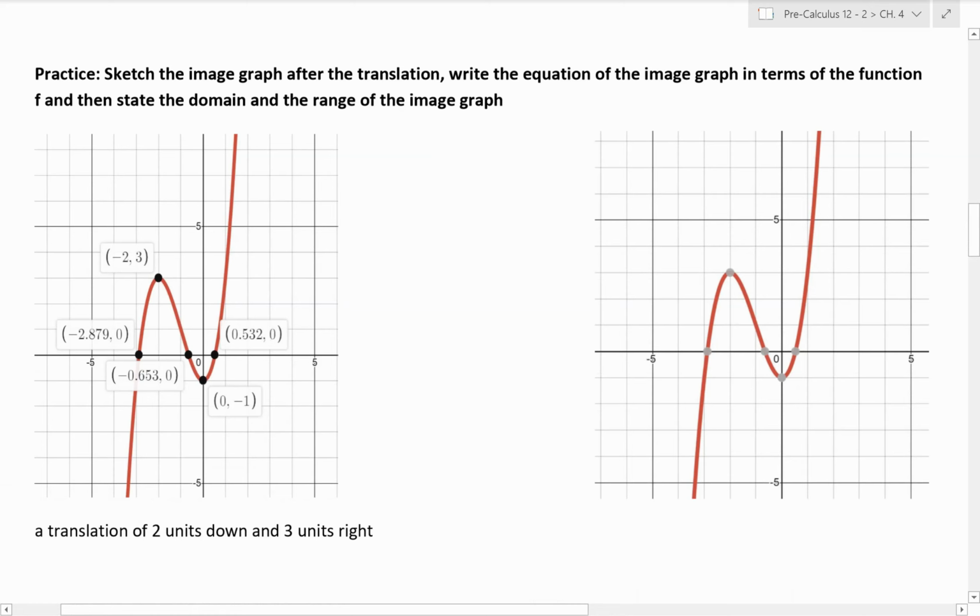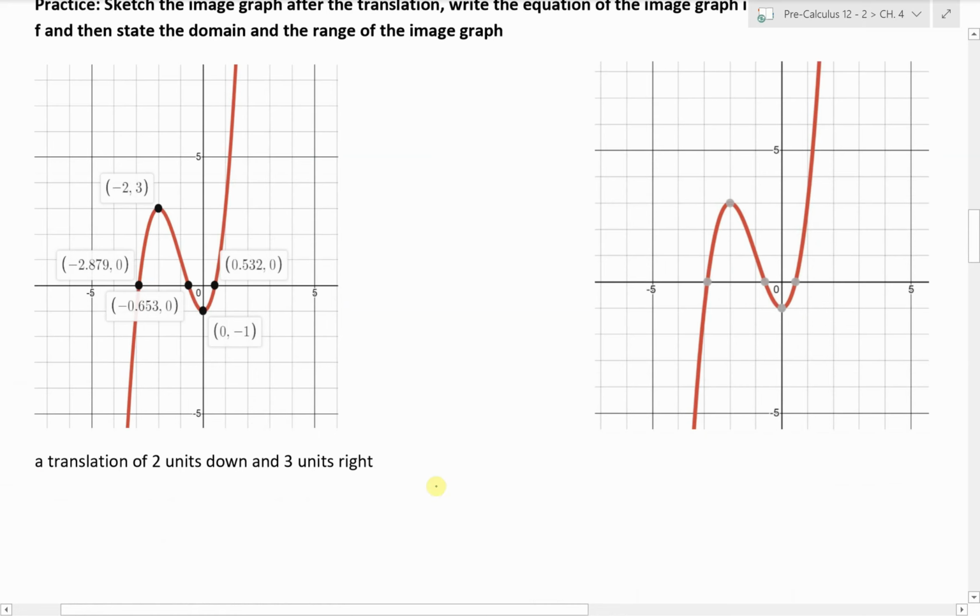I have 5 points labeled for you. This is a combination of 2 translations, but you don't need to do it twice. This is just one question. You're doing a translation of 2 units down and 3 units right. So pause the video. If you had questions, you might go back and rewatch it again, or if you're fine, pause the video and try this question.